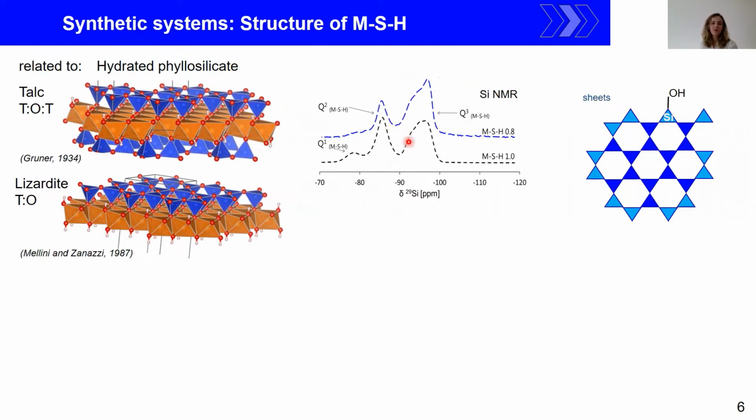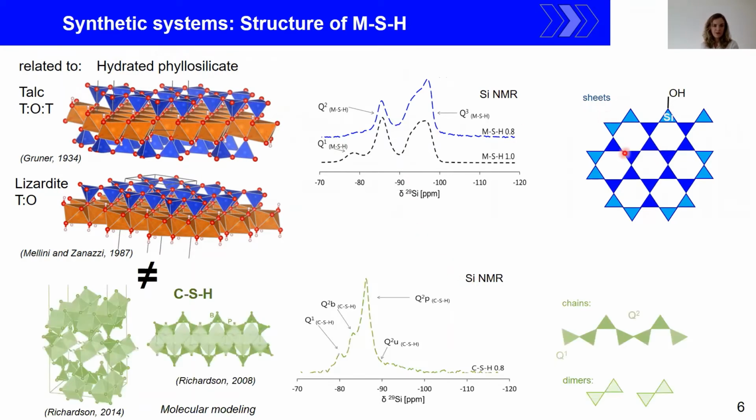So just a short reminder, we use the notation Q0 to Q4 to describe the silicate network. Basically Q1 would be a silicate with one neighbor, Q2 would be a silicate with two neighbors, and Q3 would be the middle of a layer. And this Q3, so the layers of silicates, is really different from the CSH.